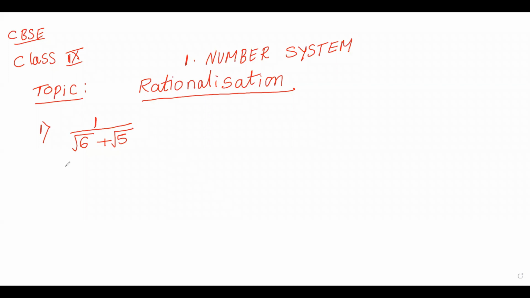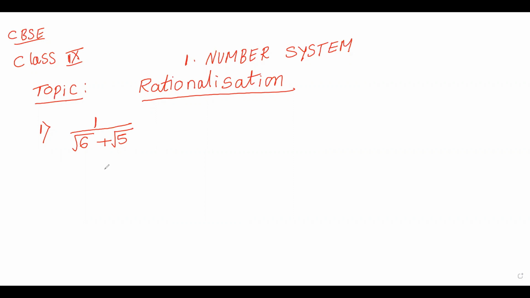CBSE Class 9, Chapter 1, Number System. Topic is rationalization. I will try to cover this topic taking a wide range of problems. Our first problem is 1 by root 6 plus root 5.